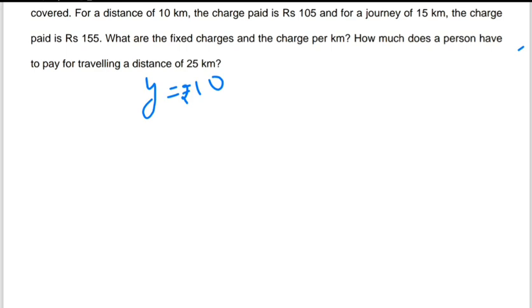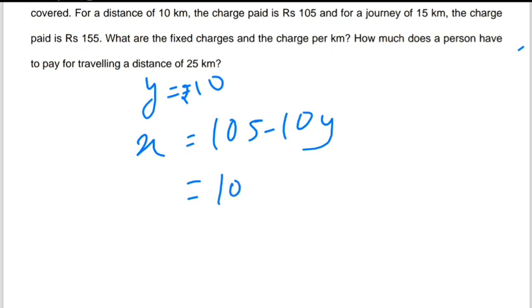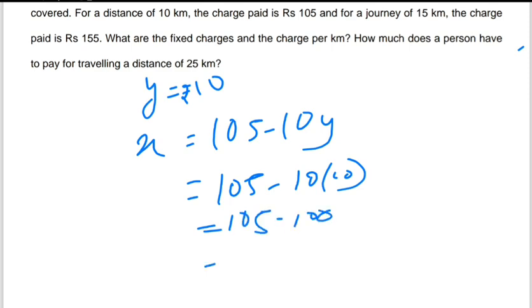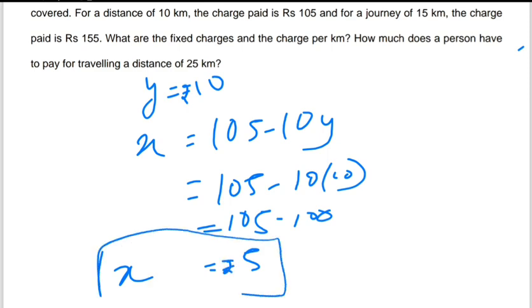So now let's find the value of x. x is equal to 105 minus 10y. Putting the value of y, 105 minus 10 into 10, that is 100. 105 minus 100 is equal to 5. So the value of x is rupees 5. That is, the fixed charge is rupees 5 and the cost per kilometer is rupees 10.